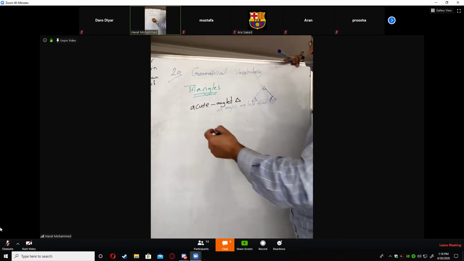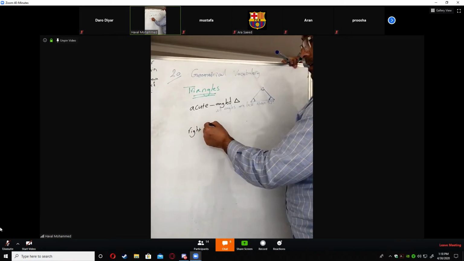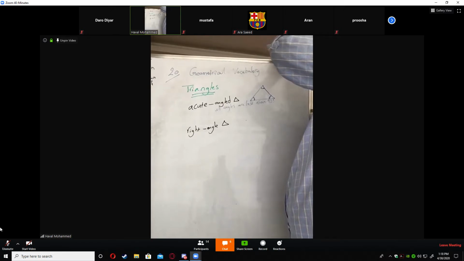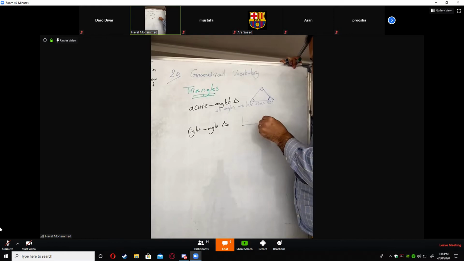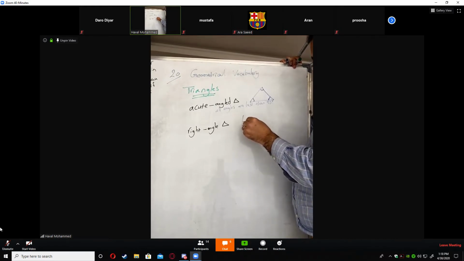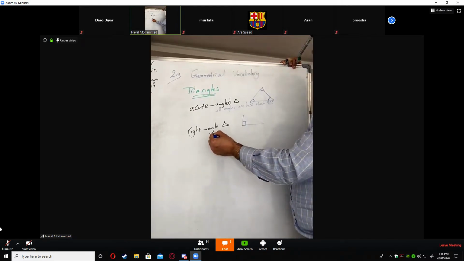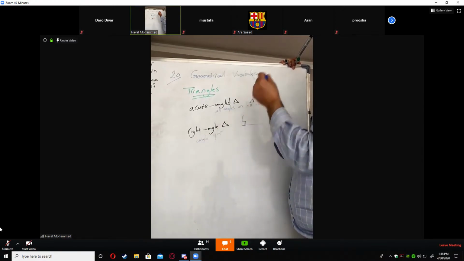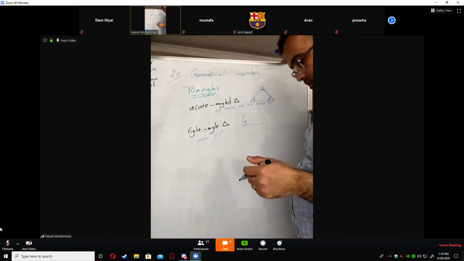The next one, right angle triangle. If you look at the name, you can tell straight away that one of them has to be a right angle. One of the angles has to be 90 degrees. That's why it has an angle of 90 degrees. And the next one is obtuse.